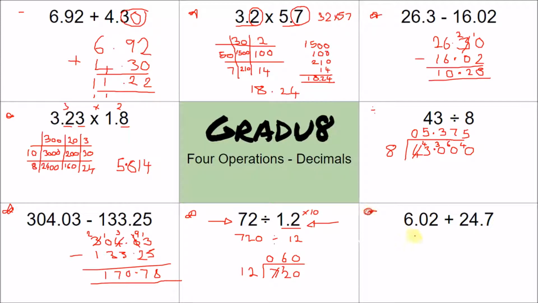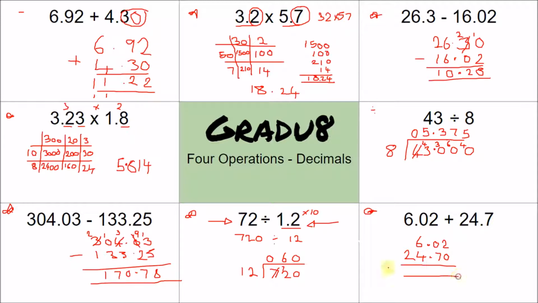Okay, for this last question then, we've got another addition. So what I'm going to do is just lay out our column method. So we've got 6.02, add 24.7. So remember what I said about decimal points being like buttons on a shirt? If you lay them out like this, okay, so you've got those 2 decimal points there, you can see there's a gap here. So I'm just going to put a 0 in as a placeholder there.